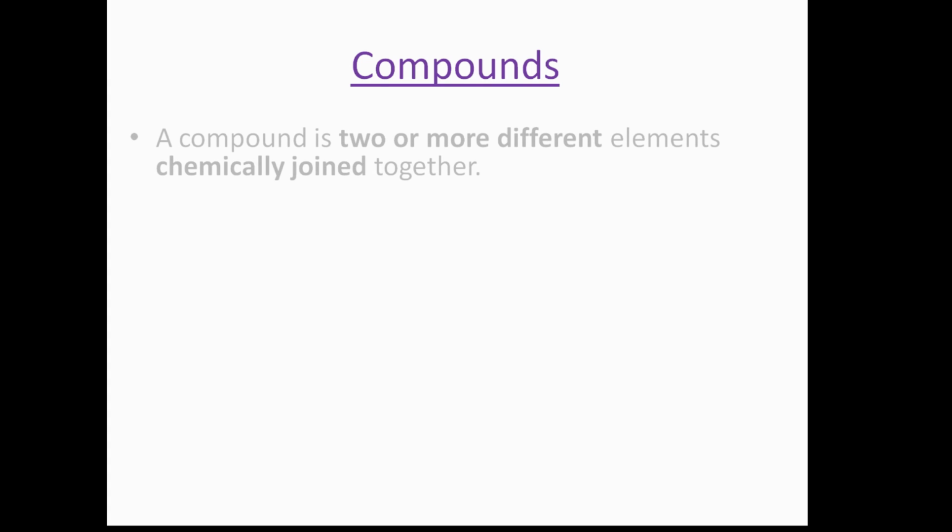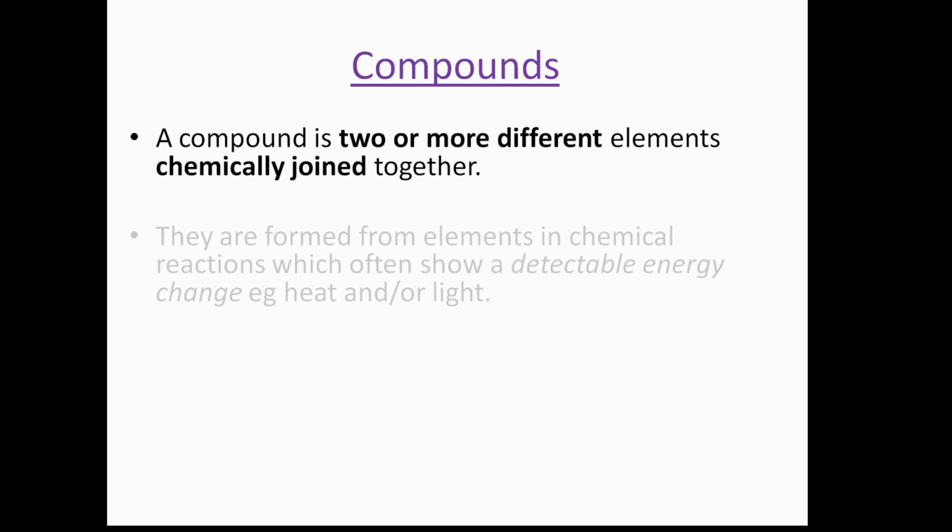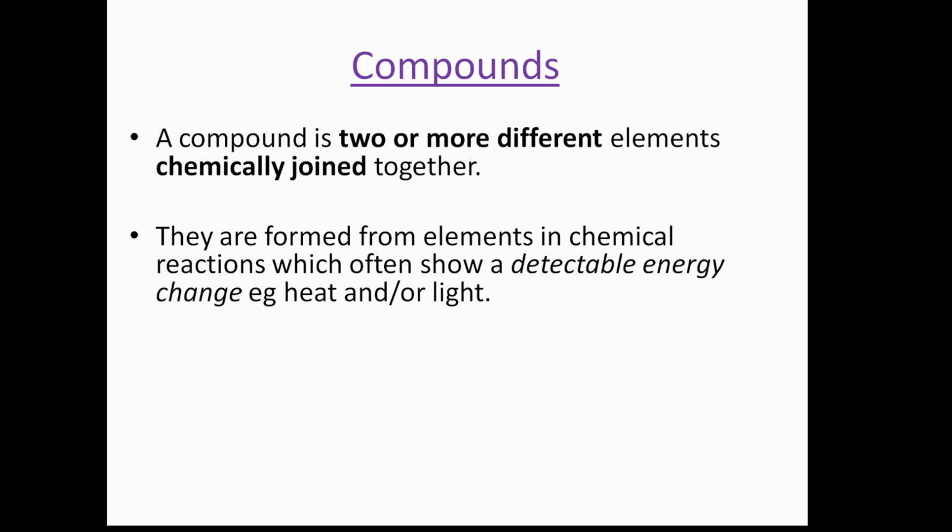Compounds now. A compound is made from 2 or more different elements that have been chemically joined together. So they have to be chemically joined together, and they are formed from elements in a chemical reaction. You can often tell when a chemical reaction has happened because you get a detectable energy change. This again is coming from the syllabus, it's something that they want you to know. For example, it will give off heat or light. We'll be doing more on those in topic 4, energy changes.